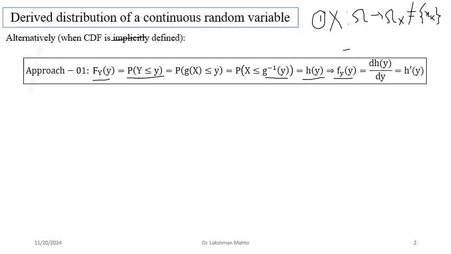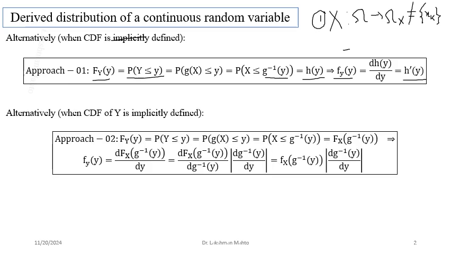So here, if y is continuous, then simply differentiate the explicit form of the CDF in order to get the PDF of y. We call it h dash of y. We call it the derived distribution of y. Okay, approach two is implicit. The first one was explicit, the second one is implicit.